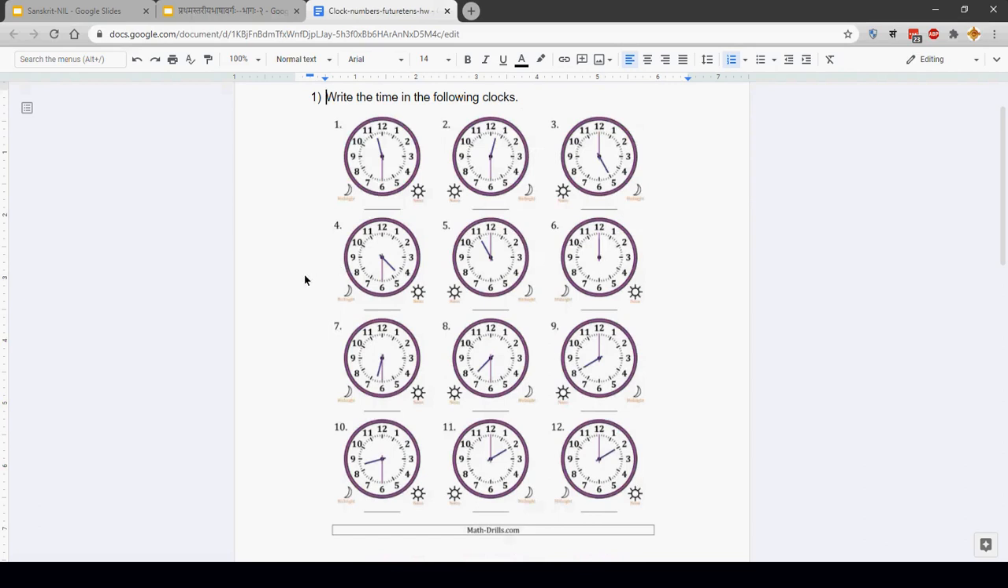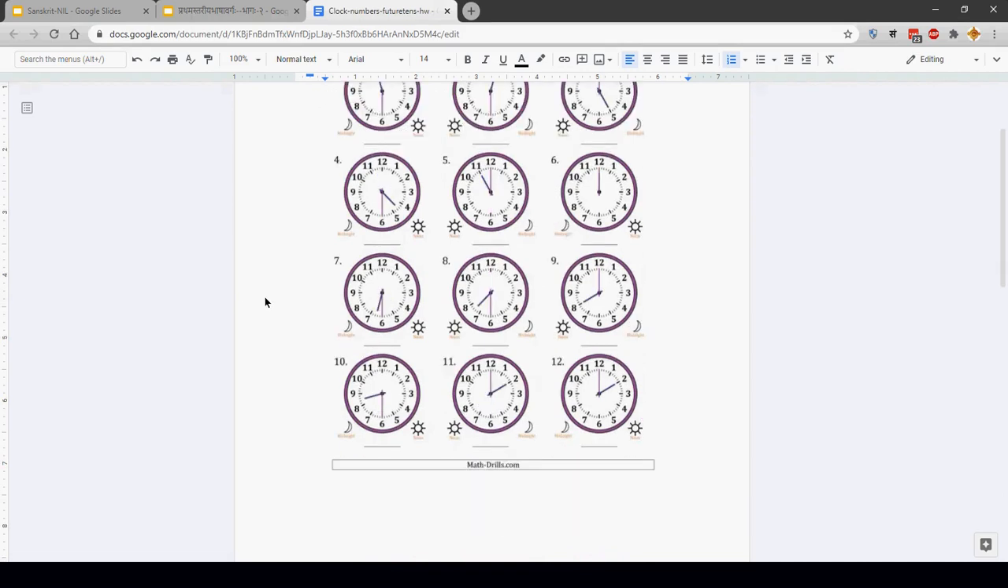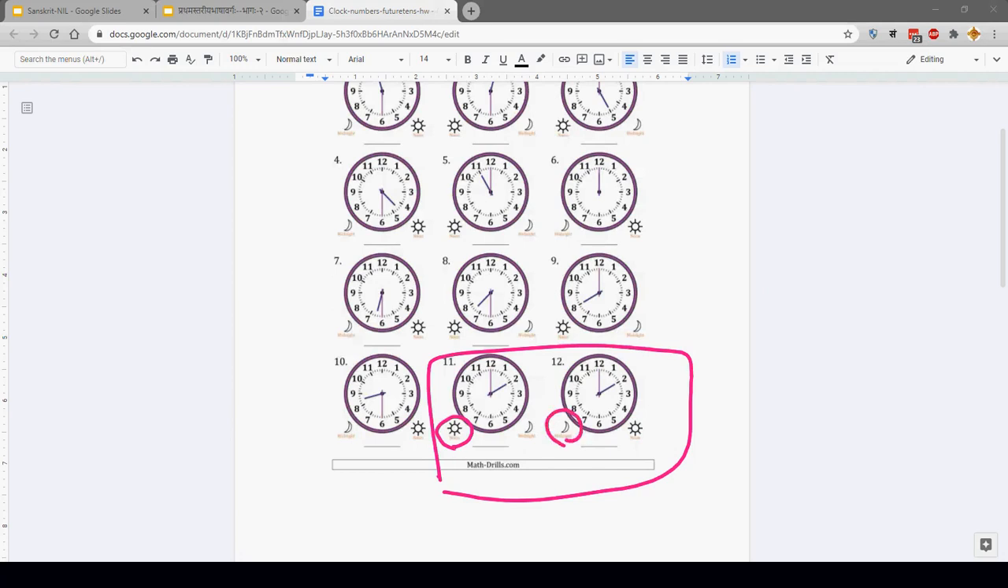So in the homework, Bhasha, it is simple. Only later I noticed that the last two clocks here, Gati, they are the same. Only thing they have made here, this one is like AM and this one is the PM, like night.